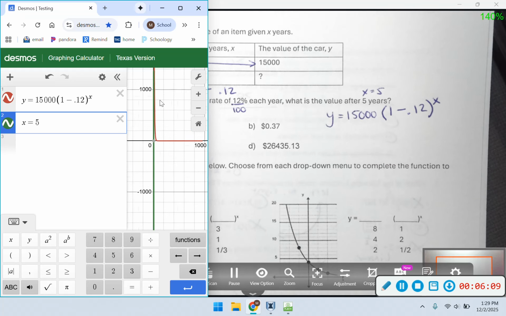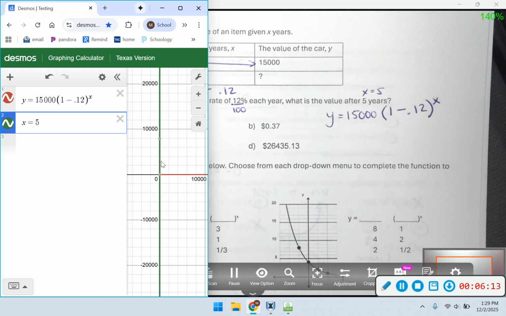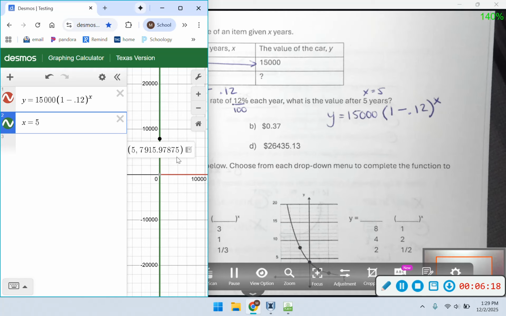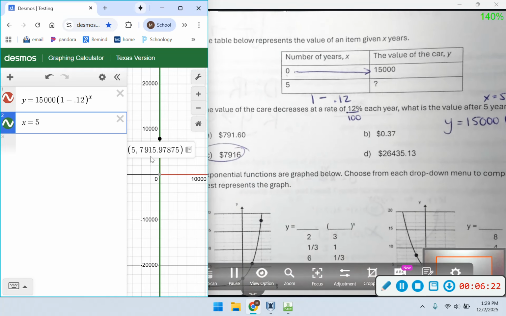And sometimes we can zoom out and the gray dot will show up where they touch. Click on it. There it goes, right there. So there's my answer, which is 7915, or if I round it's 7916. So B, or C, sorry, is my answer.